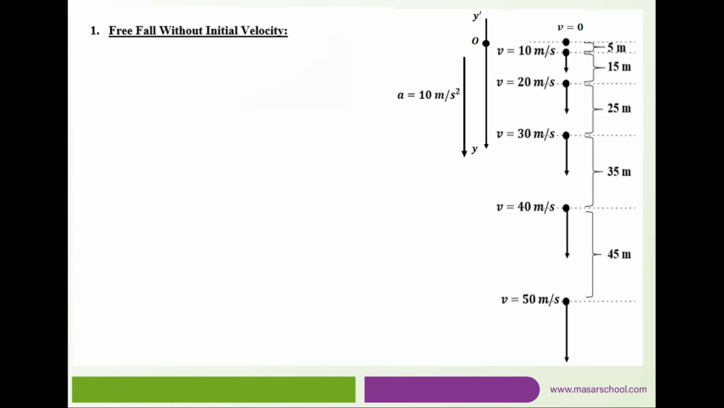Hello APC Mechanics students. In Unit 1 Kinematics, Class 4, Free Fall Motion, Part 1. Section 1, free fall without initial velocity.